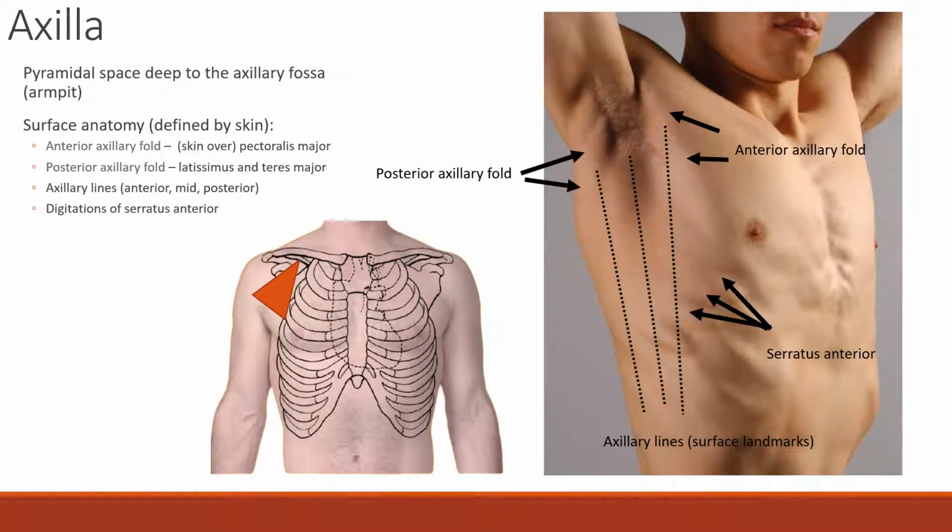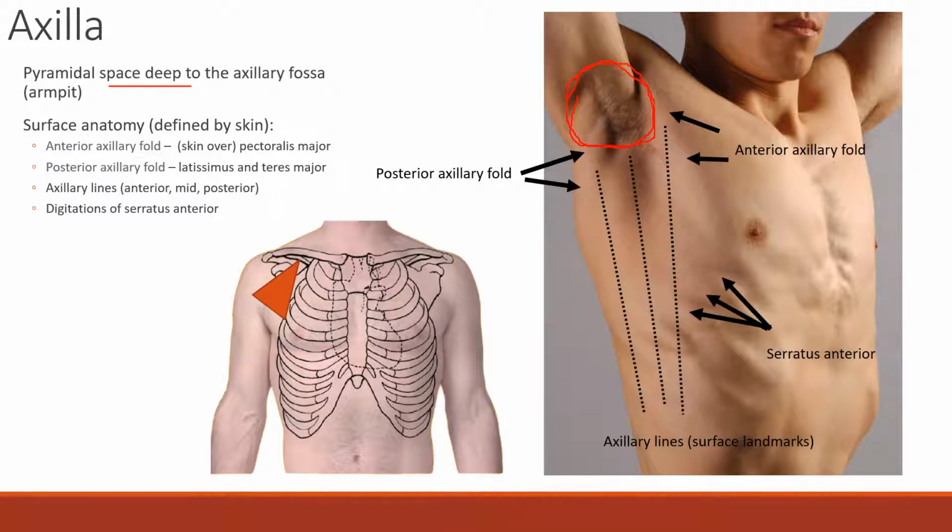The axilla is defined as this pyramidal space deep to the axillary fossa. The axillary fossa is the superficial or surface anatomy that we see right here. The axillary fossa is the armpit colloquially. So the axilla, more specifically, is a three-dimensional area deep to the skin of the armpit.